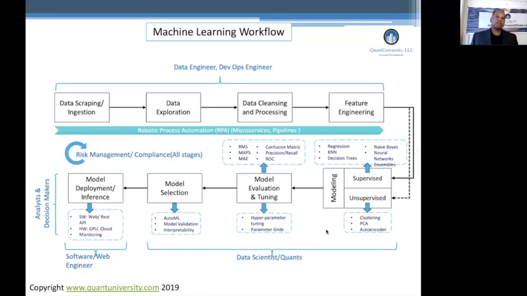What's happening is, as the machine learning profession has matured over the last 10 to 20 years, there's been an abundant thought process in terms of not just looking at the model itself, but the entire process you have to think about when you're building out these models. And that's where the machine learning workflow comes into play.